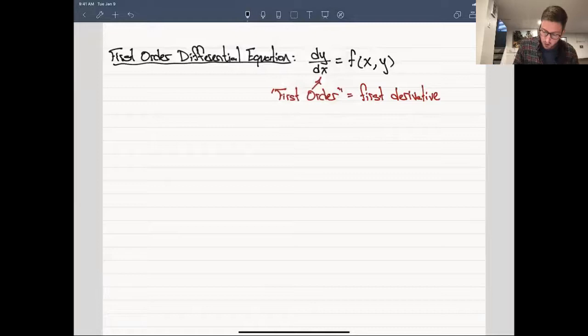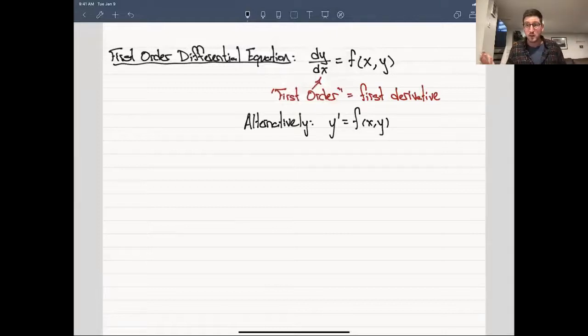Now, sometimes you'll also see them written like this. You can see people write y prime is equal to f of x, y. Just like how we have all kinds of different ways of writing the derivative. Sometimes we use Leibniz notation, that's dy dx. Sometimes we use the prime notation, that's y prime. The same thing works for writing differential equations down.